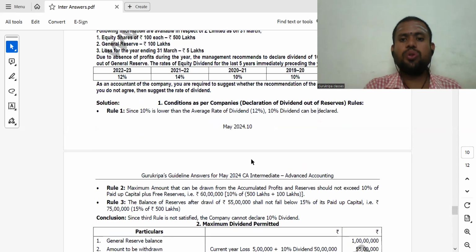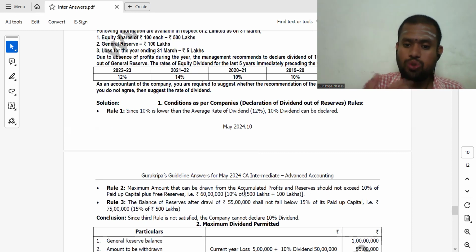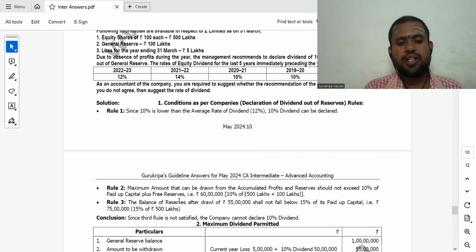Then in this question also, regarding the rate of declaration of dividend, if you are having a loss, that loss should also be taken into account. So the first two conditions are satisfied. Here if you withdraw 10% dividend of 50 lakhs plus loss, 55 lakhs, the balance will fall below 15%. So you cannot take that. So how much can you withdraw? The balance required is 75 lakhs. That is 15% of the 500 lakhs paid up capital. The already existing balance is 100. So only 25 you can take.